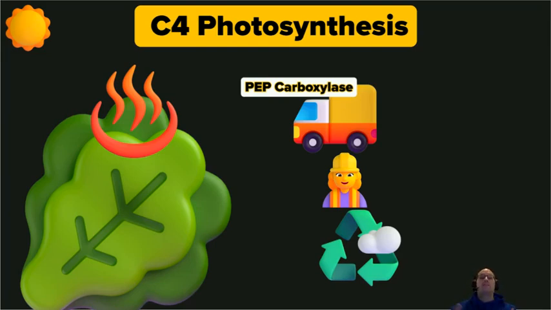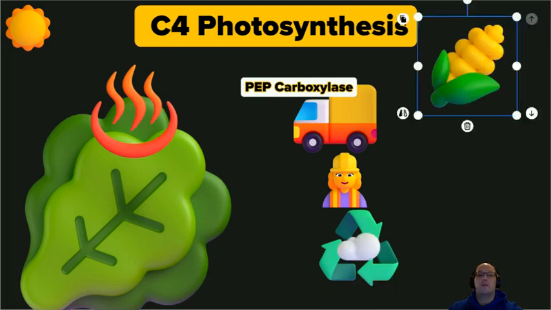In this case, PEP carboxylase is doing the carbon fixation, and it's taking carbon dioxide out of the atmosphere, handing it to rubisco, and rubisco is entering it into the Calvin cycle, where we can use it to make some carbohydrates and produce G3P molecules.